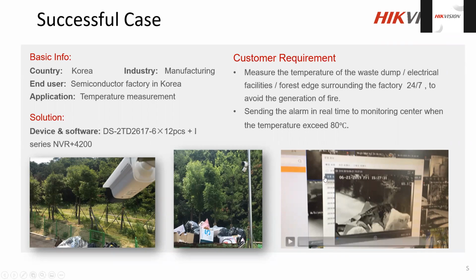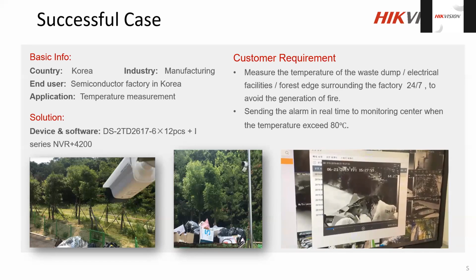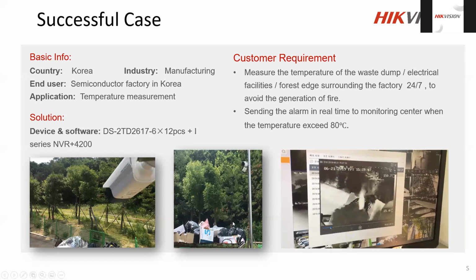As you can see in this successful case, we have implemented this in Korea, in a manufacturing plant using DS-2TD2617-6 cameras and iVMS with the I-series NVR. The customer requirement is to measure the temperature of the waste dump and electrical facilities, and also have some perimeter protection on the forest edge surrounding the factory 24/7 to avoid generation of fire, and definitely get a real-time alarm. So greater damage can be prevented proactively.